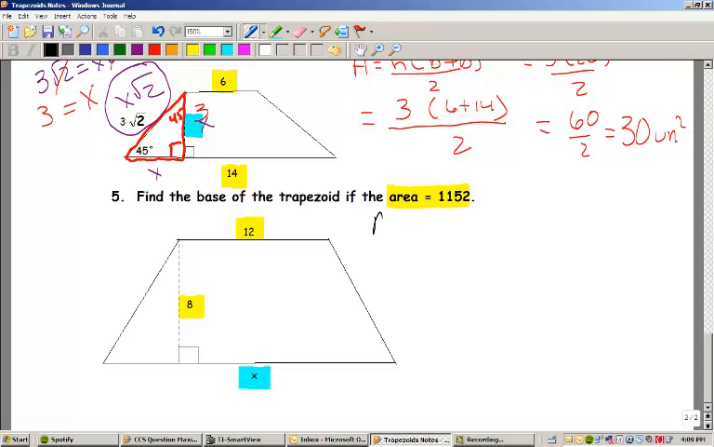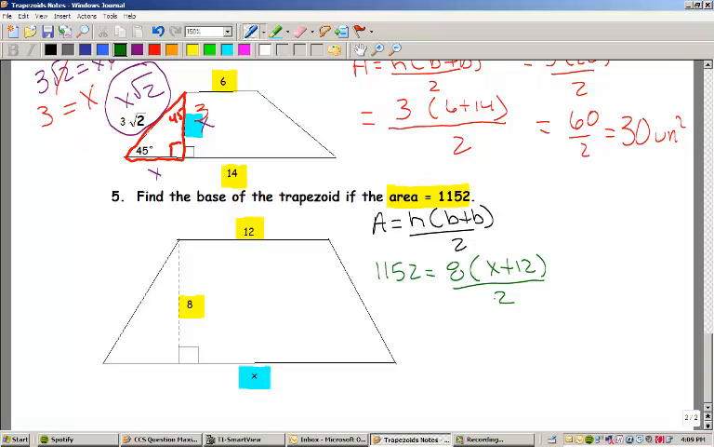So again, crucial, let's start with the formula. Area is equal to height times base plus base all over 2. Let's plug in what we know. We know the area is 1152. The height is 8, and your bases are x and 12. I always like to put the x first just because it's a little bit easier for me to see.